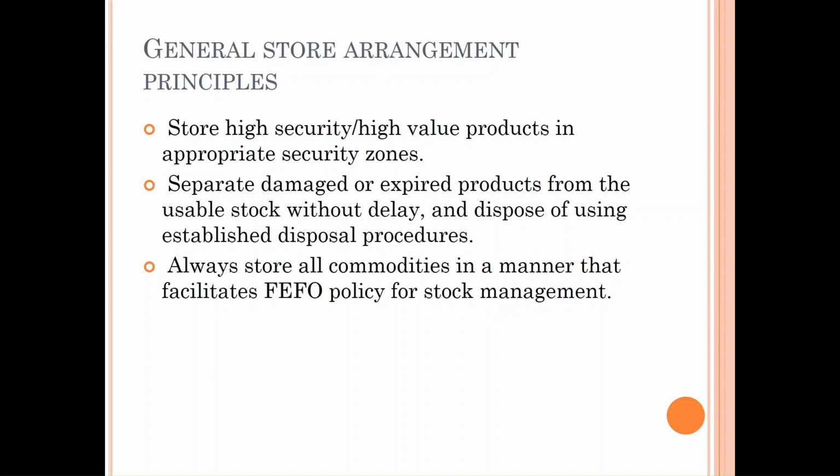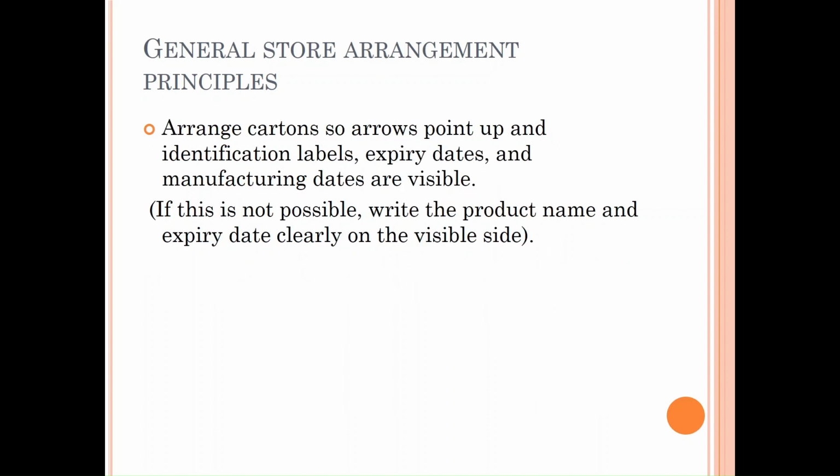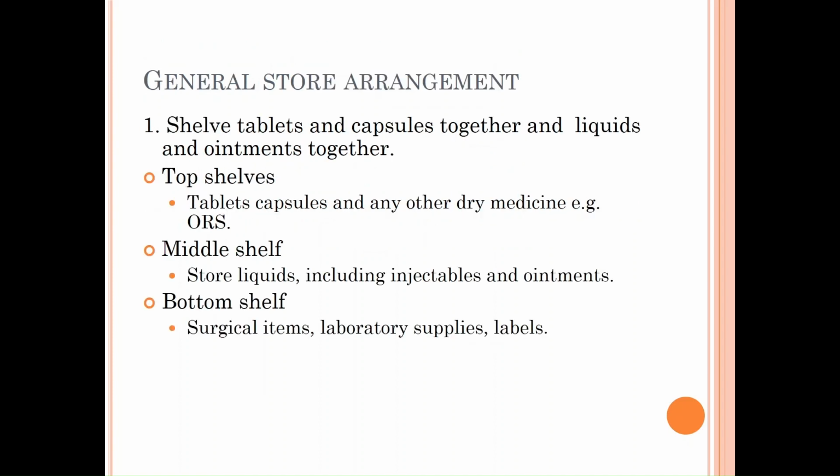Always store all commodities in a manner that facilitates the FIFO policy. FIFO is first expiry, first out, so that you make sure that they don't expire in your storage. Arrange cartons so the arrows point up, and identification labels, expiry dates and manufacturing dates are visible. Arrange your things where people can see the expiry date and the manufacturing date, so that we always follow the FIFO.